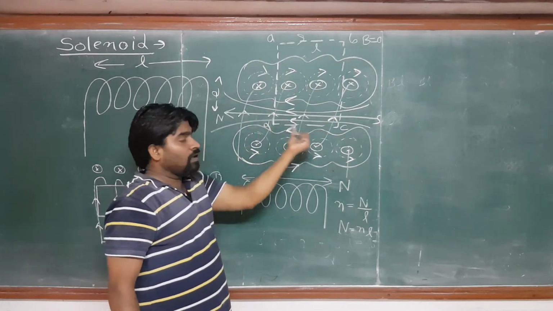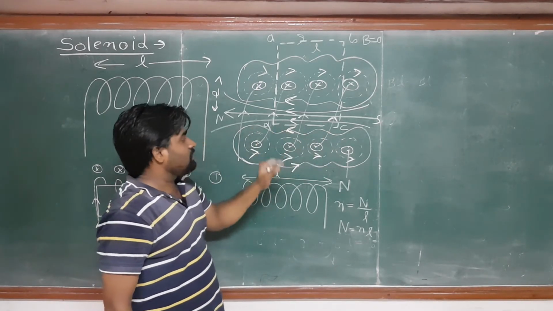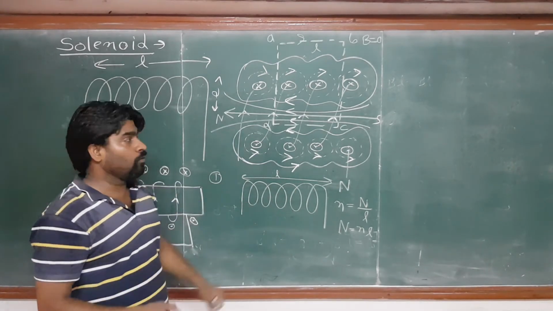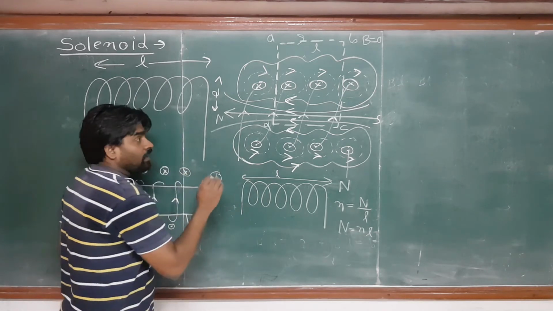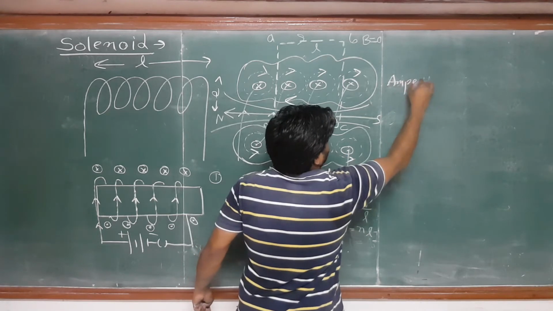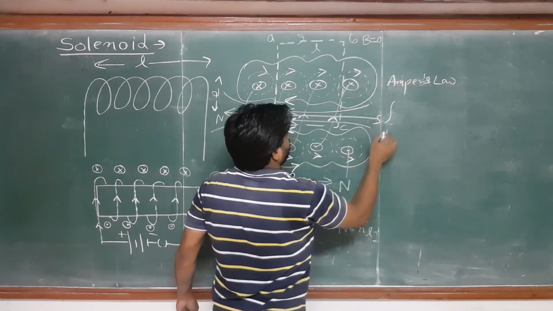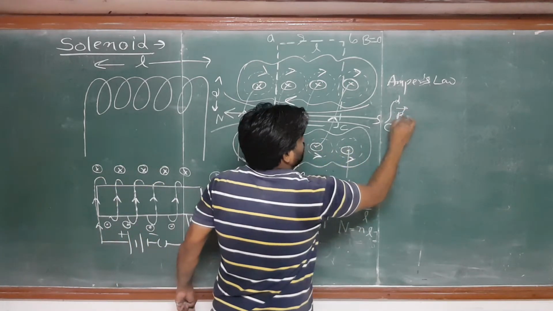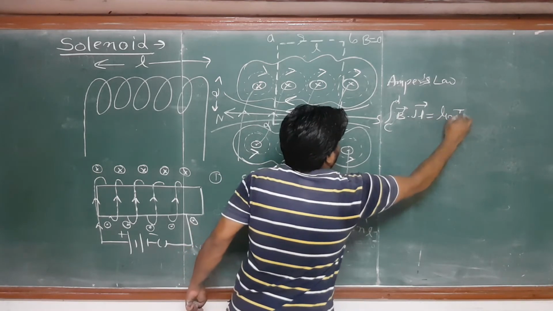And at this side, from C to D, the magnetic field would be parallel to the length. So you can calculate the magnetic field only for CD. I am going to calculate here by taking Ampere's law. So I am writing Ampere's law, line integration from C to D only: the integral from C to D of vector B dot vector dL is equal to mu naught I.